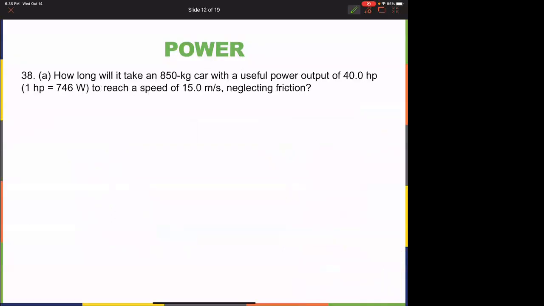All right, let's try the next one. How long will it take an 850 kilogram car with a useful power output of 40 horsepower to reach 15 meters per second, neglecting friction? You guys try this one at your seats.